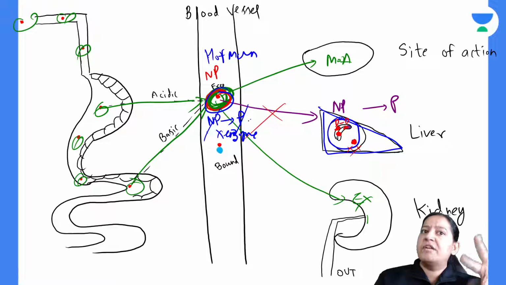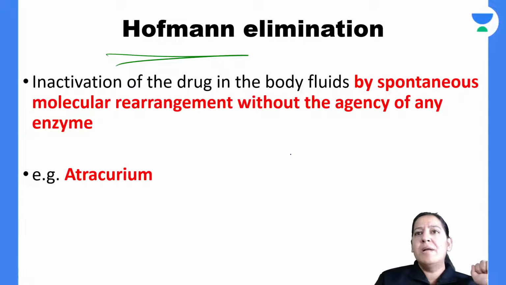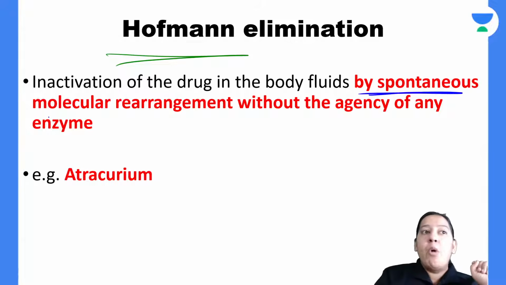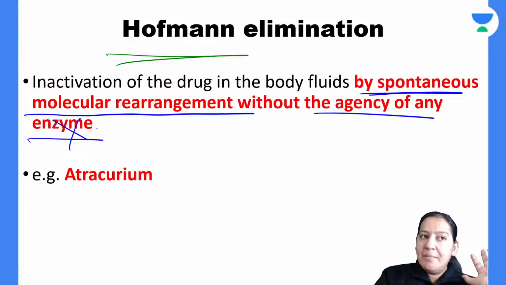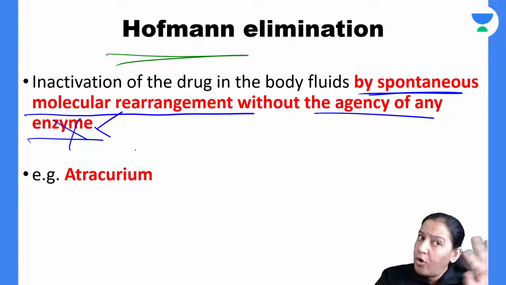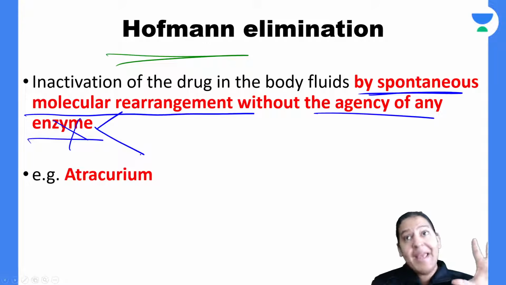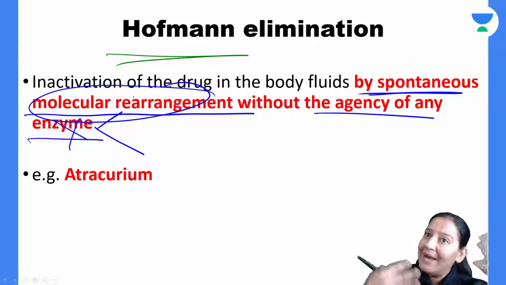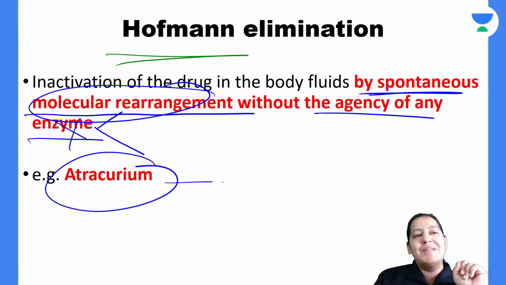And once it gets converted to polar, it will go directly to the kidney without going to the liver. So no need of liver. Give me a thumbs up. So, spontaneous molecular rearrangement of the drug without agency of enzyme. Neither microsomal nor non-microsomal enzyme is required. Liver is not required. The molecular rearrangement happens in the blood itself; the drug will do it by itself. Only one drug in the world does so. That is atracurium. It is a local anesthetic.